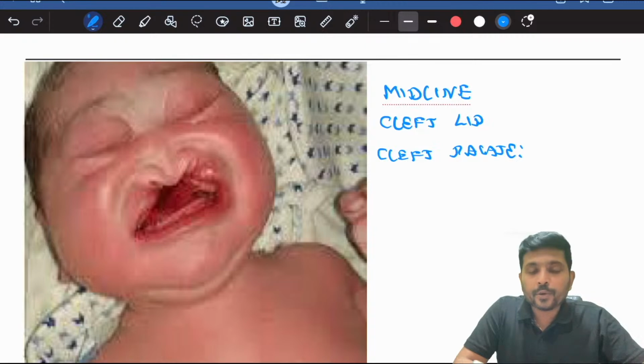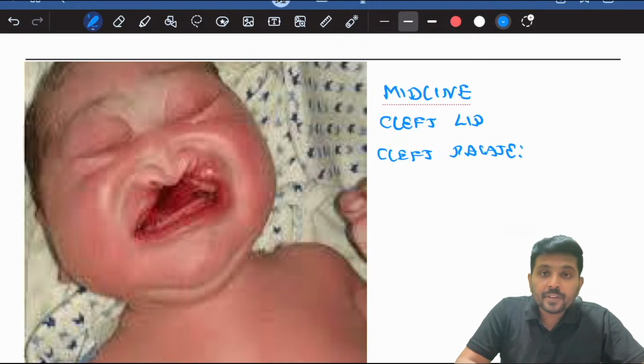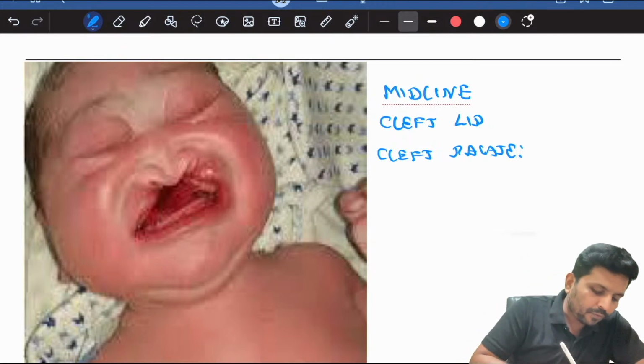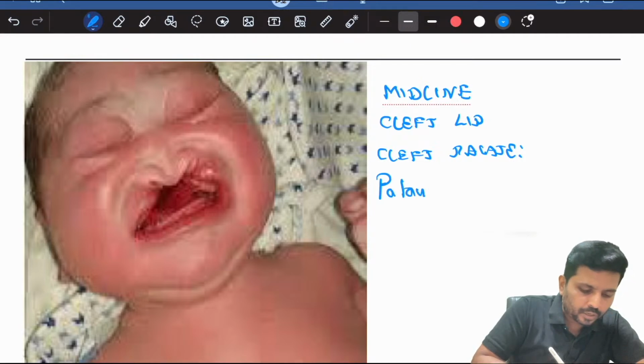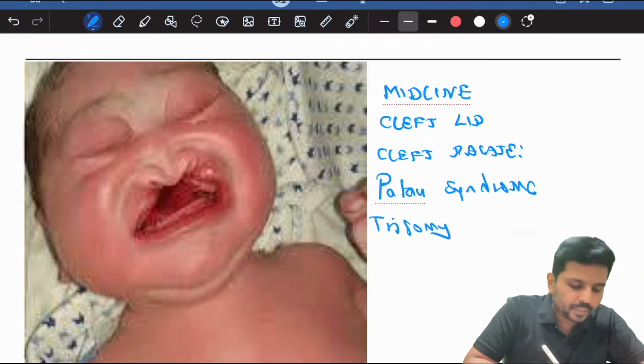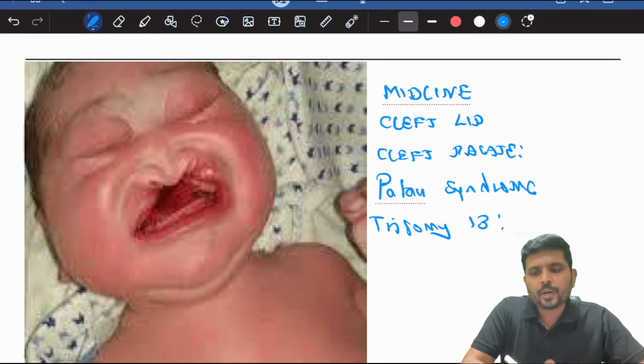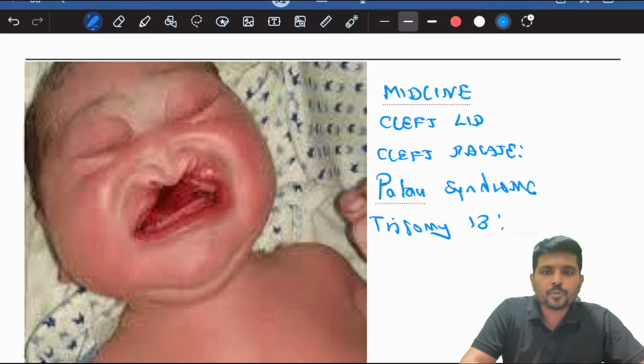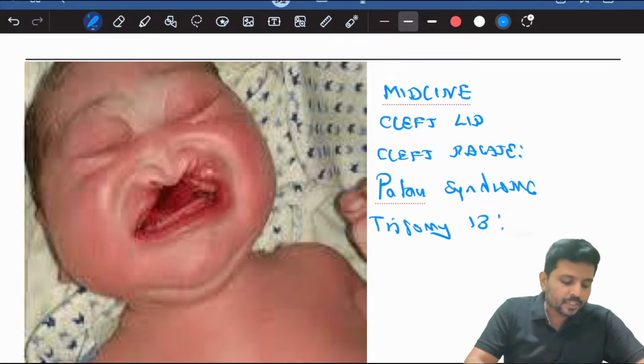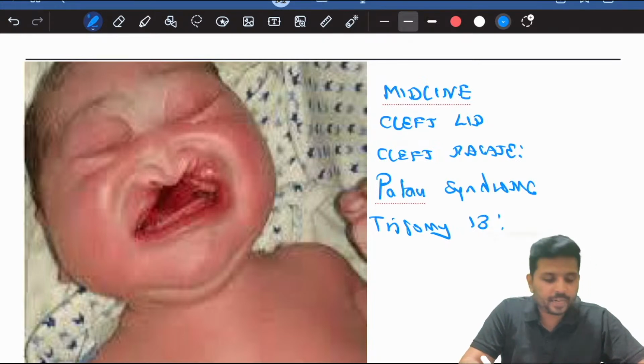Remember, you can have cleft lip laterally, but midline cleft lip you should not have. Midline cleft lip or cleft palate is suggestive of what? Patau syndrome, which is characterized by trisomy 13. P for puberty, so age 13, trisomy 13. Usually you need one chromosome 13 from father and one from mother. When you have a triplet of trisomy, it is called Patau syndrome, characterized by midline cleft lip and cleft palate.